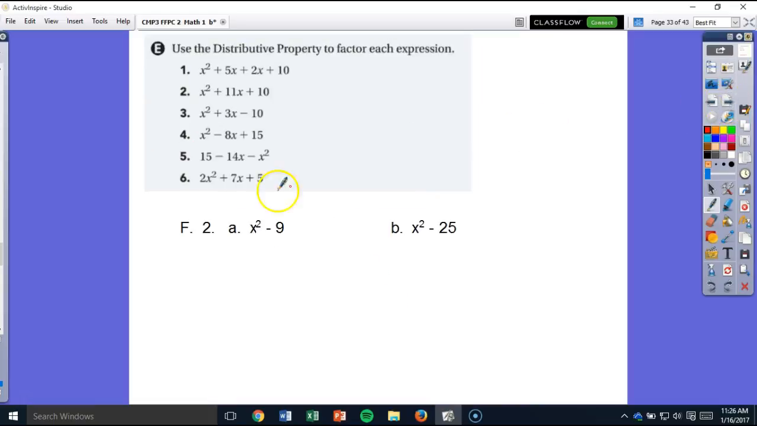And finally, E and F here is just more practice doing the same thing. So lots and lots of practice, and look forward to seeing your questions and solutions in class. Thank you.